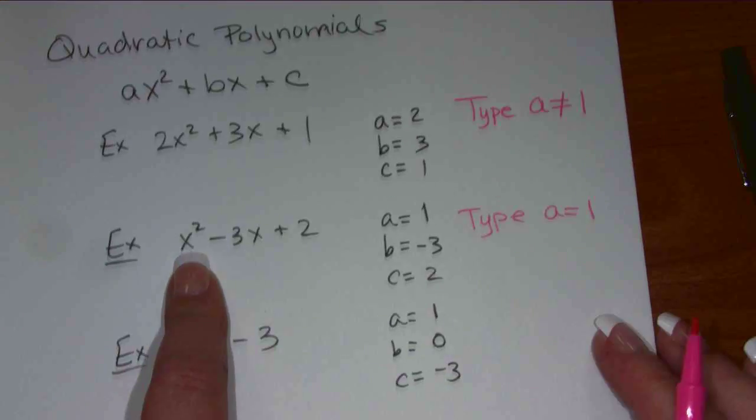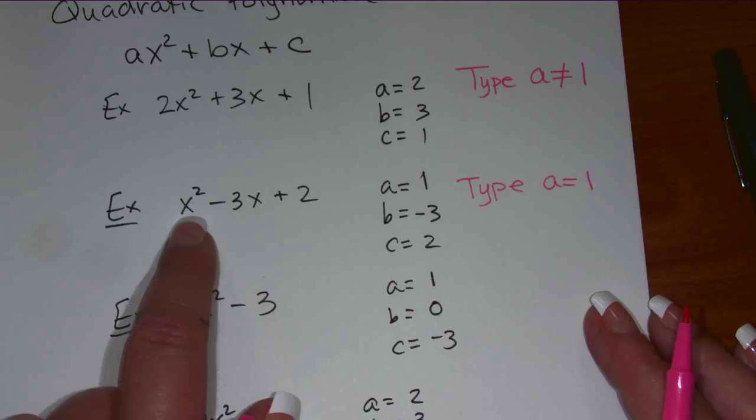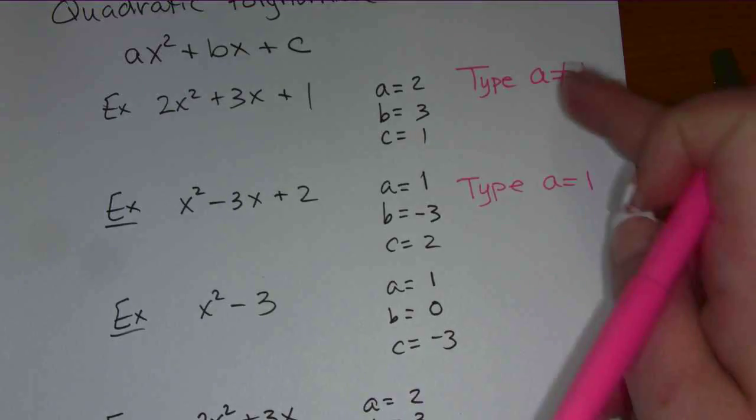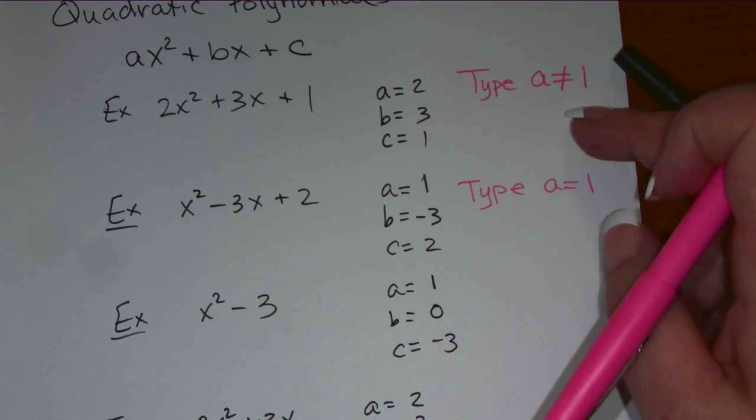Which are not technical names for them, but that's how I'm going to call them, so that when you see it, you say, does a equal 1 or not? Because you do something different for both of those cases. So instead of just lumping them together, we're going to do two different types. The a is 1 is going to be the easy one, and then this is the hard one.